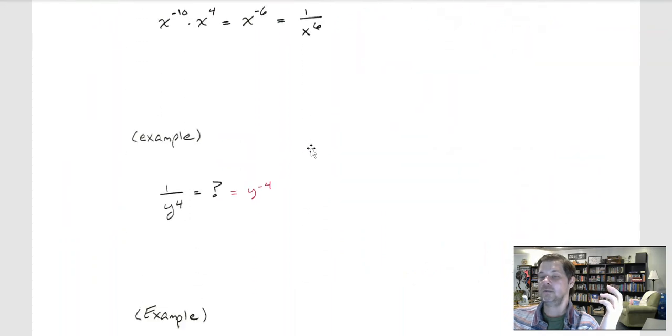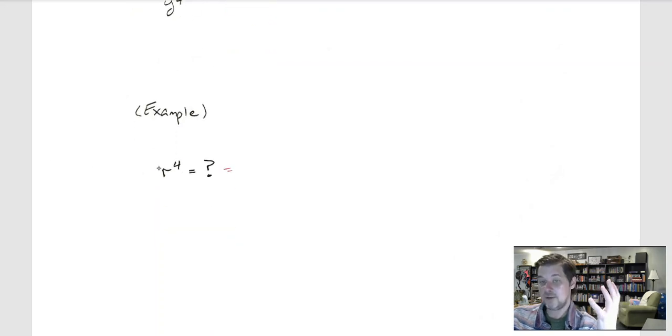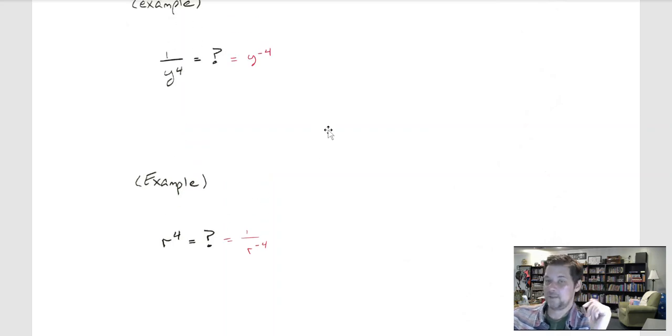So here goes with this one. If you moved it on top of that bar, it would become y to the minus 4th power. And this one, you could leave alone. You've got r to the 4th power. Maybe that's fine, but depending on the situation, maybe you'd see it like this. They're the same. Like I said, at the end of the day, we're going to calculate the same number.